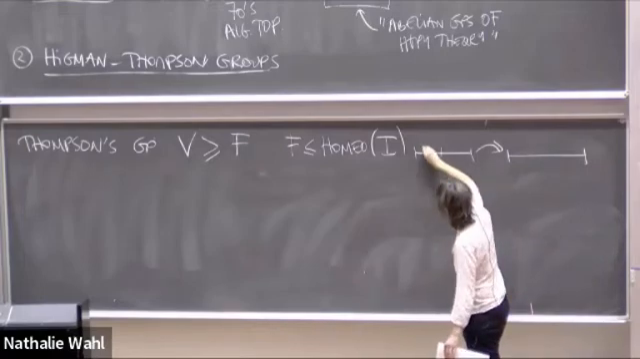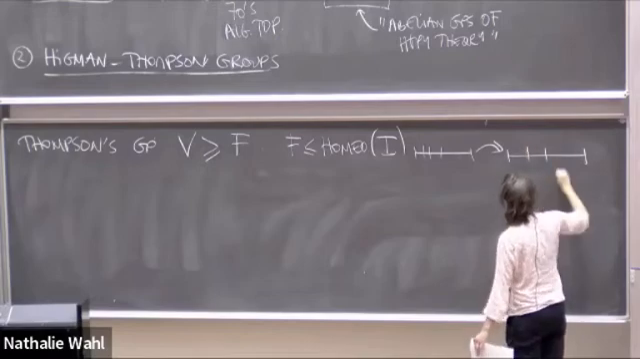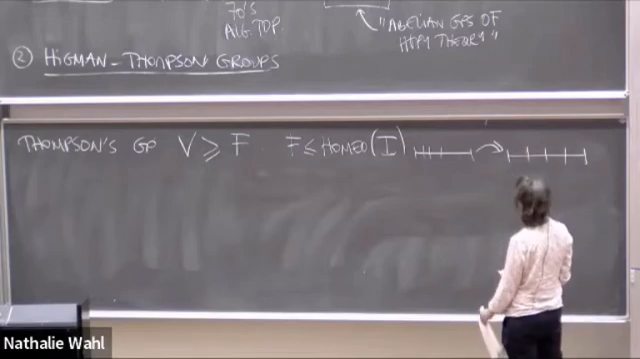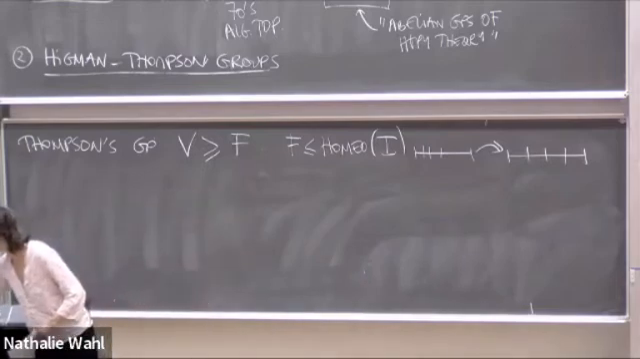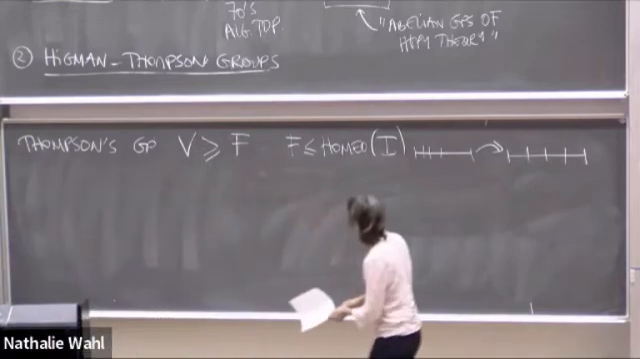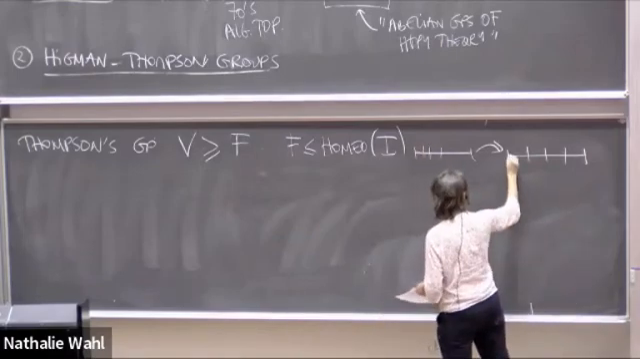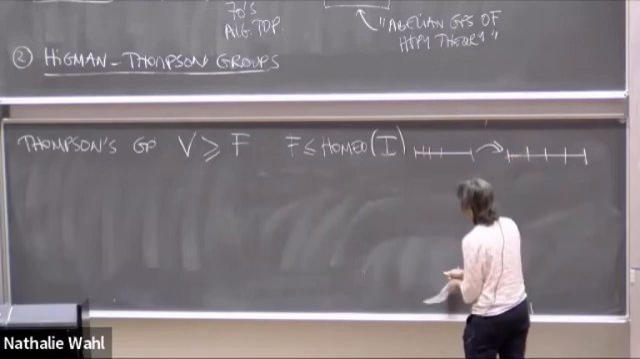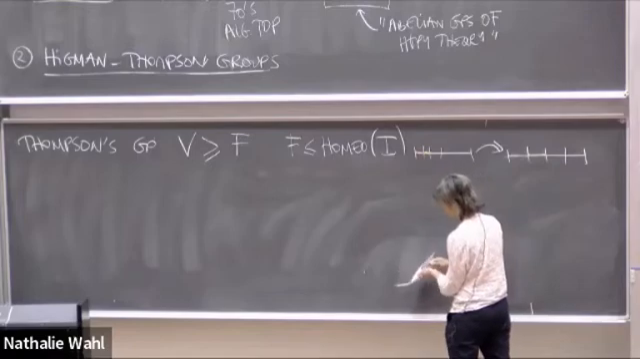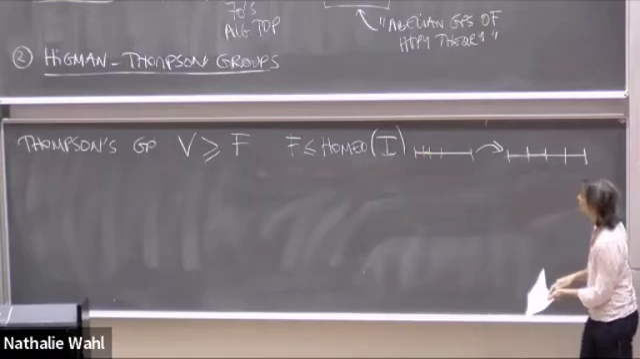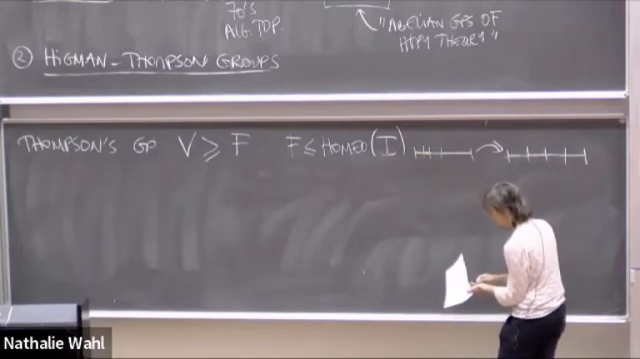So for example, I do something like this, and then on the other side, I will have the same number of subdivisions, and then to get a homeomorphism, what you do is you linearly send the first interval to the first interval, and then the next one to the next one, and so on. Okay, so that's what the group F does.